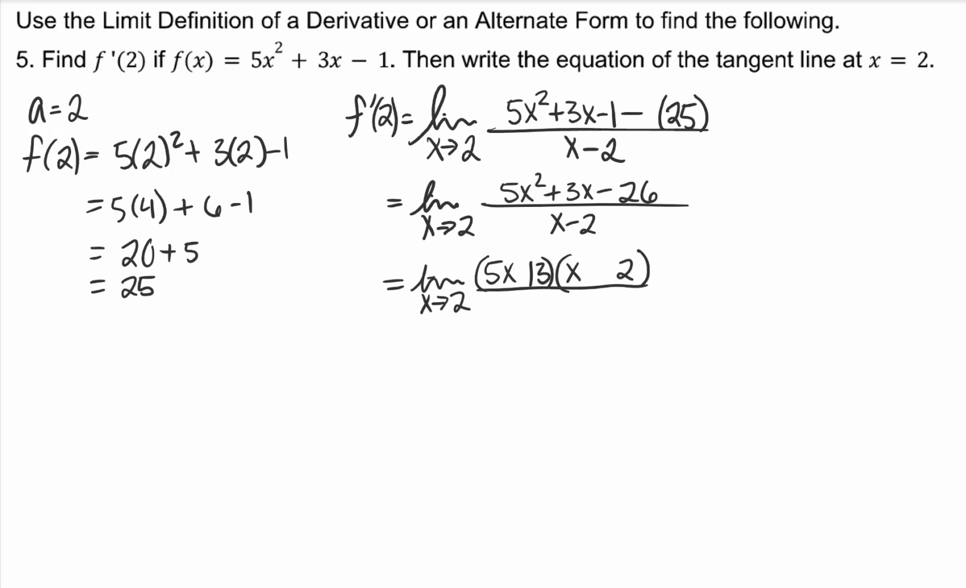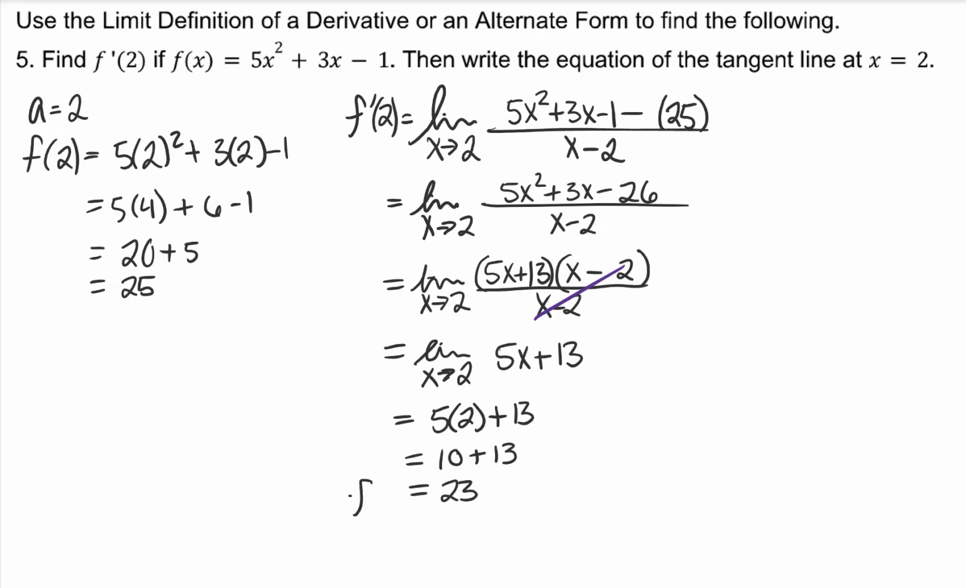So 13 and 2 make 26. We want the 13 to be positive and the 10 to be negative. This one's going to reduce, and then we'll be able to use direct substitution. f prime of 2 is 23. That is the slope of the tangent line.